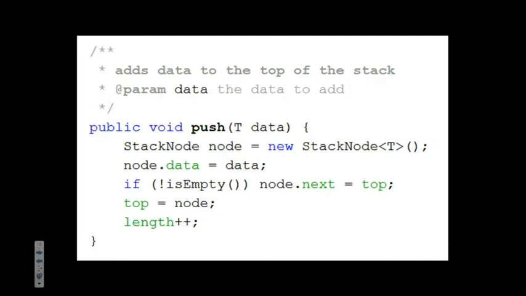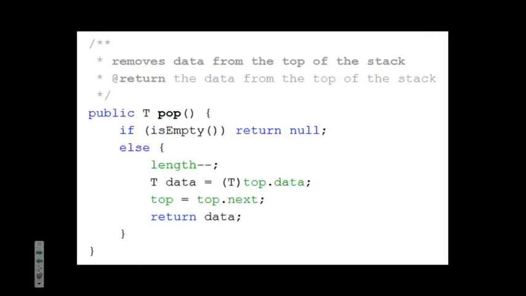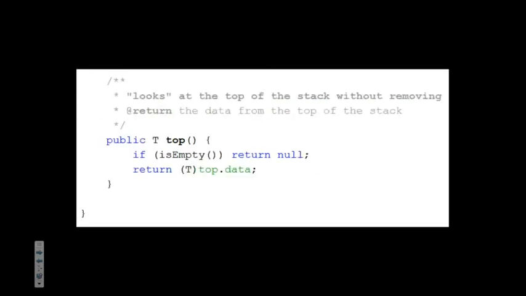If it's empty, I would set it to the top. Otherwise, I would just set the top to that node and increase the length. So all the logic got simpler, way simpler. Pop, same thing, much simpler logic. If it's empty, return null. Otherwise, reduce the length, give me the data, move the top to the next reference, and return the data. Very, very simple code. Top, also very simple.